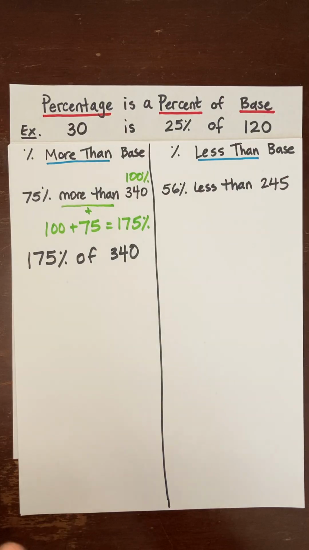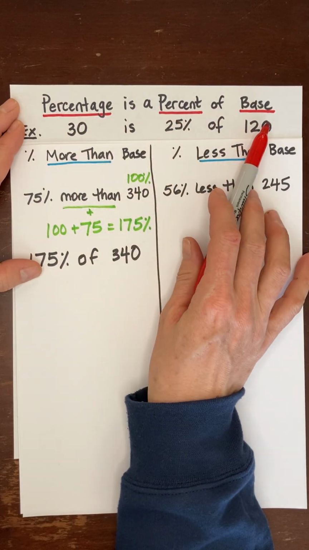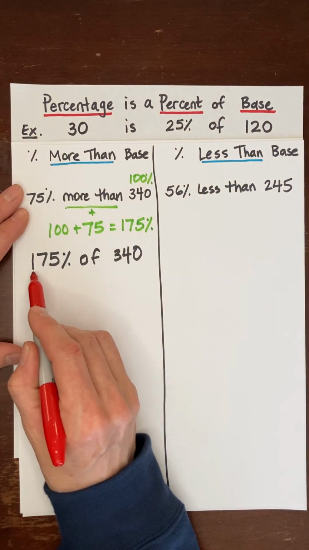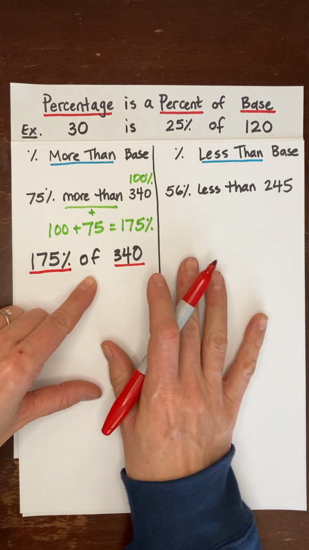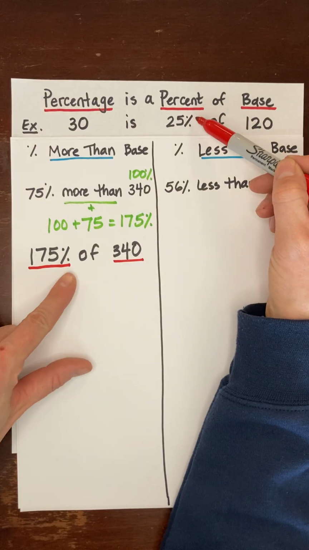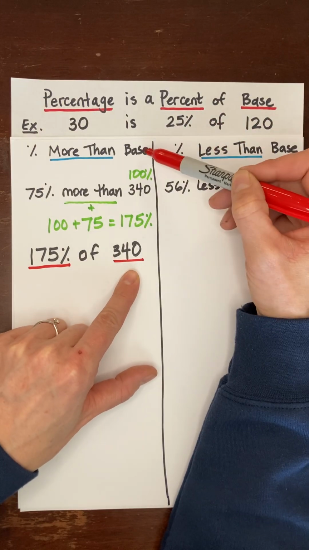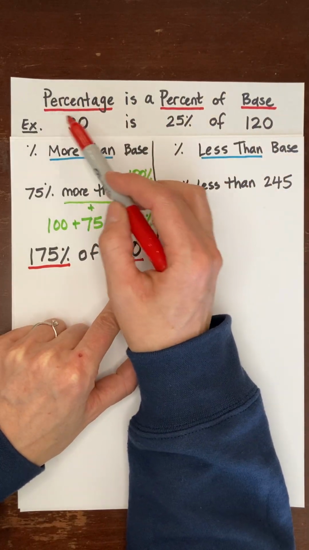Okay, so what I'm going to do is I'm looking to match up the numbers in my sentence here to the numbers up here in this sentence to see what is missing. And that will help me solve the problem. So I have 175% of 340. And if I look up here at this sentence, I have a percent of a base number, right? And base is what I had up here, so that makes sense. So the number that's missing is this percentage.